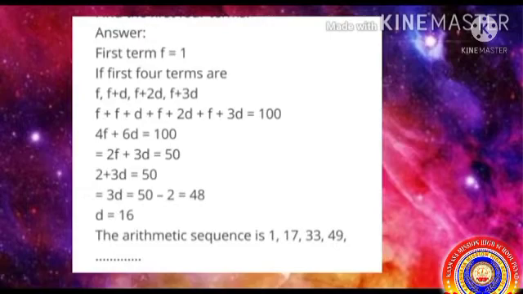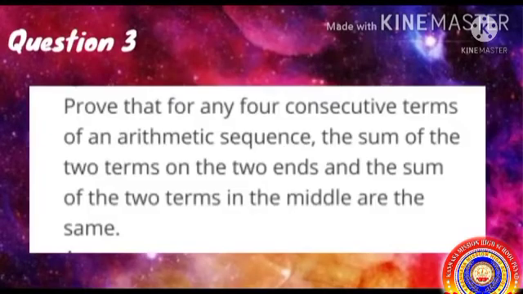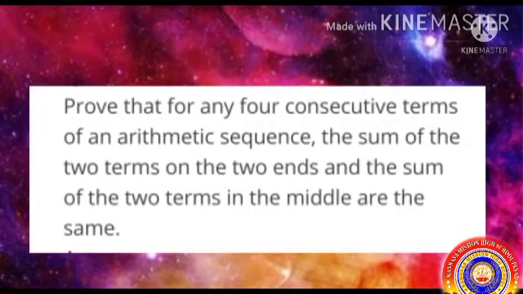Okay. Next, question number 3. Prove that for any 4 consecutive terms of an arithmetic sequence, the sum of the 2 terms on the two ends and the sum of the 2 terms in the middle are the same.